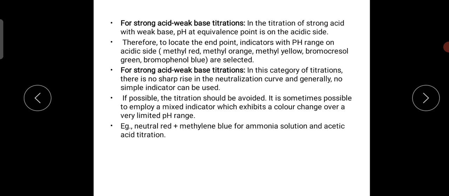pH range. Okay, so that's for today. Thank you.